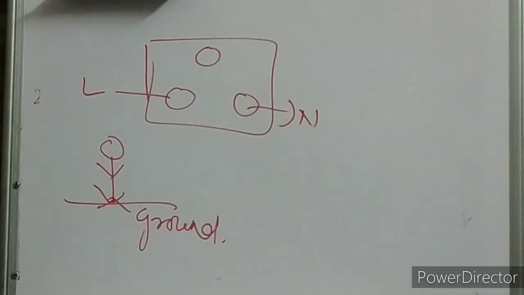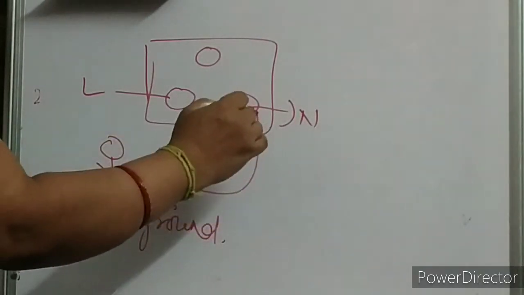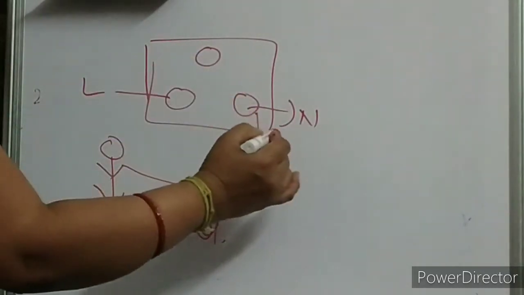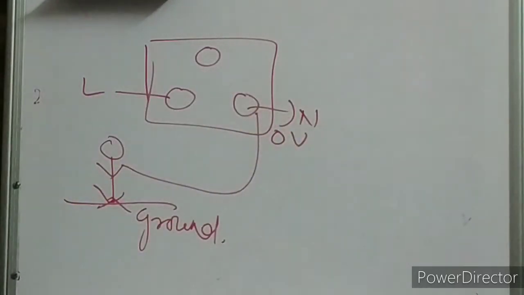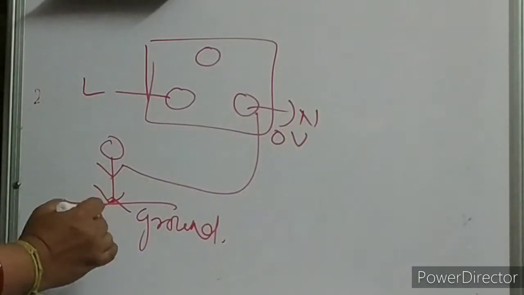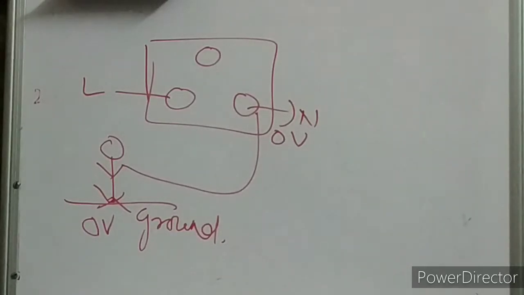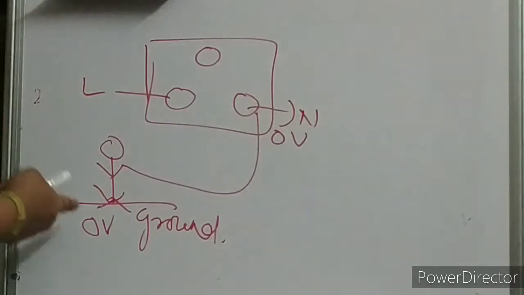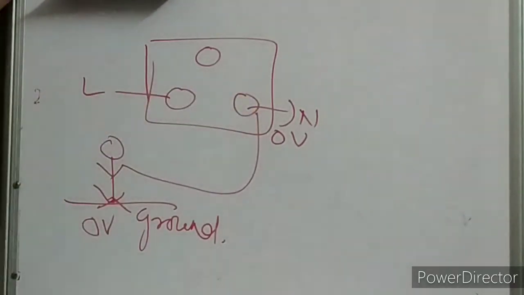So by any means you have touched this neutral. This is at 0 volt children. Clear? And the ground is also 0 volt. As you can see, there is no potential difference children. That means no current will flow. That means you are not going to get shock.